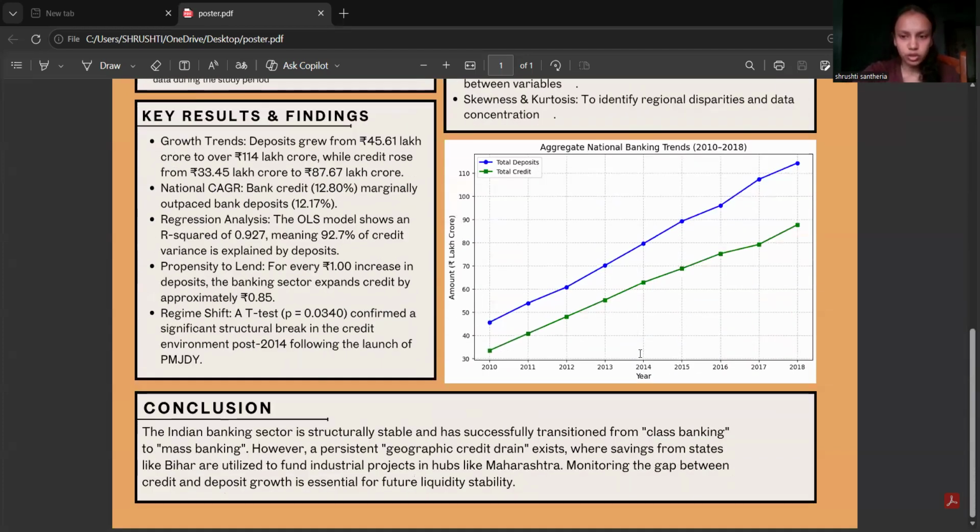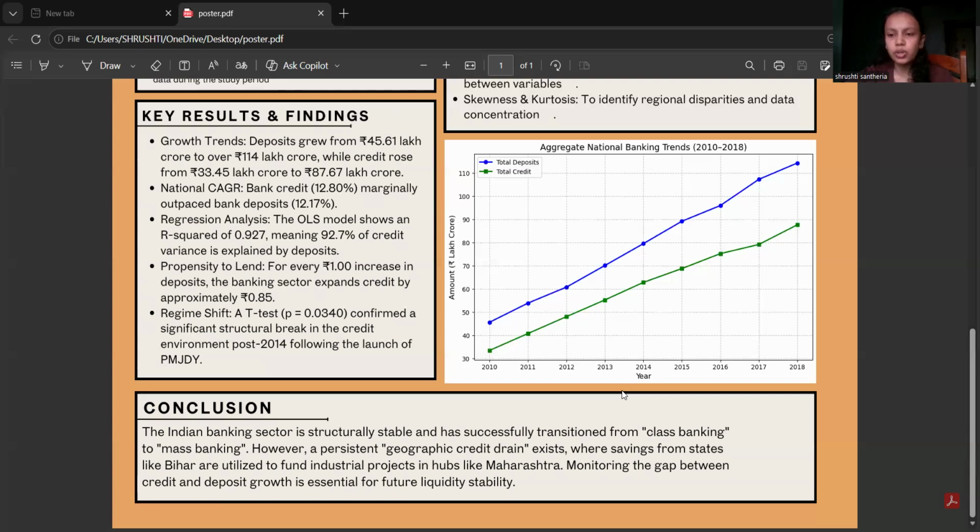So let's move down to the conclusion now. For the conclusion, the Indian banking sector is stable and growing. It has shifted from class banking to mass banking, as in the earlier days only urban regions had the banks. But after liberalization and globalization, the banks started growing in the rural areas and the semi-urban areas as well.